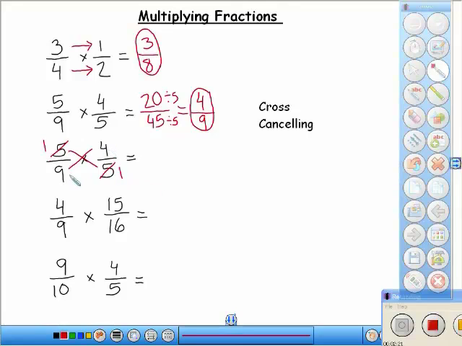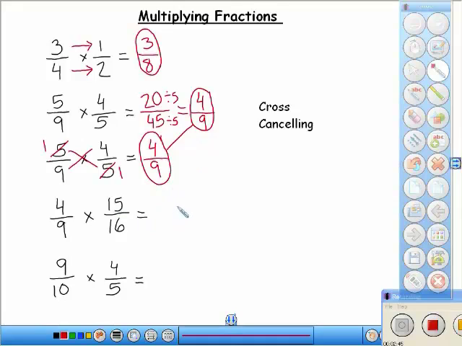Now, let's see it this way. Is there a number that goes into 4 and 9 evenly? Unfortunately not, so we can't cross-cancel that way. So now let's multiply straight across. 1 times 4 is 4, and 9 times 1 is 9, which you can see, there's the answer we got before, but we didn't have to reduce. So let's take a look down here.